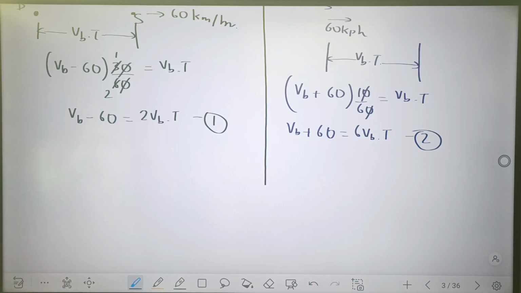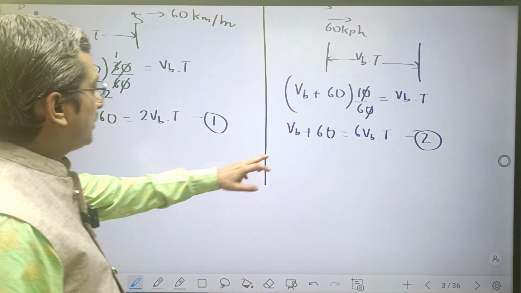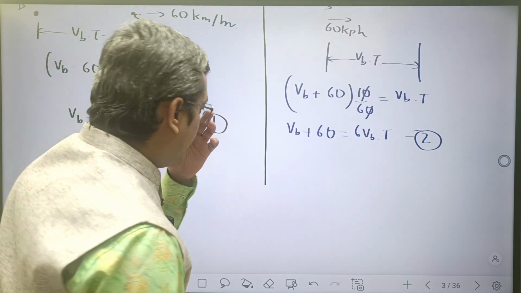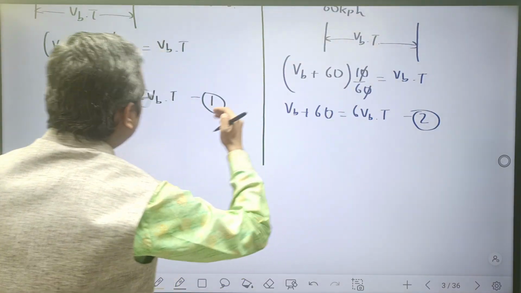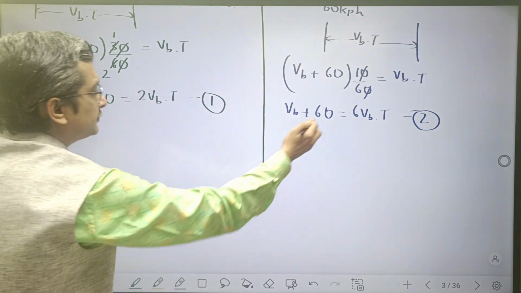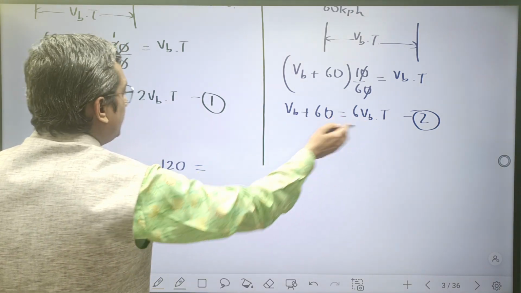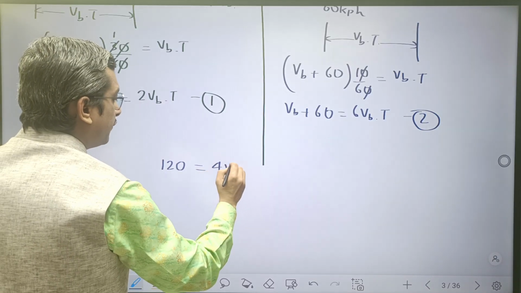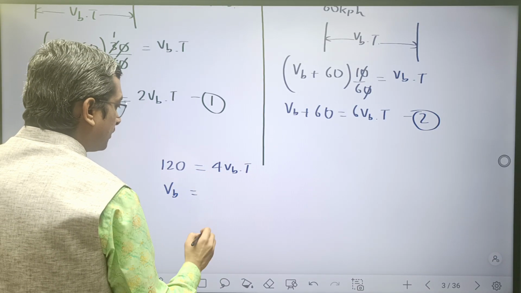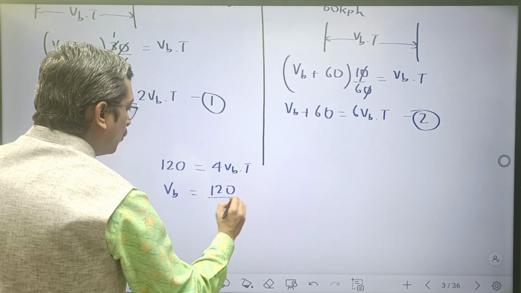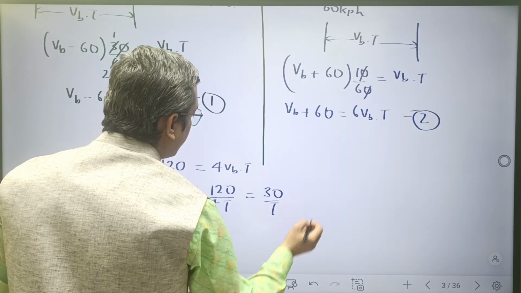As you can see, here it is 1 times VB, here again it is 1 times VB. So if I subtract equation 1 from equation 2, then VB gets cancelled. 60 minus of minus 60 is 120. 6 VBT minus 2 VBT is 4 VBT. From here we have VB is equal to 120 by 4T, that is 30 by T.